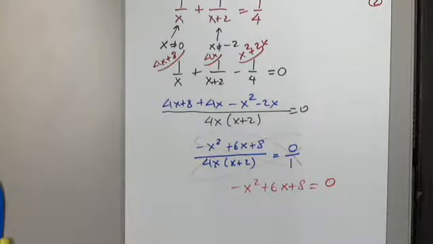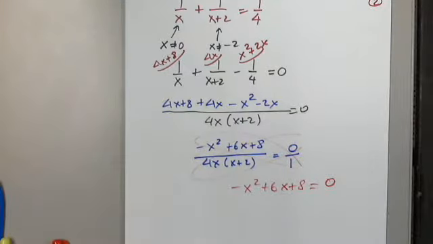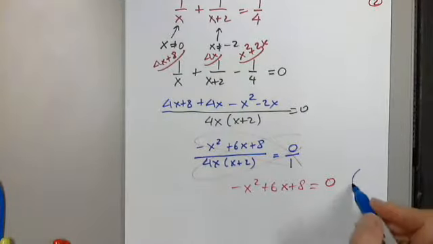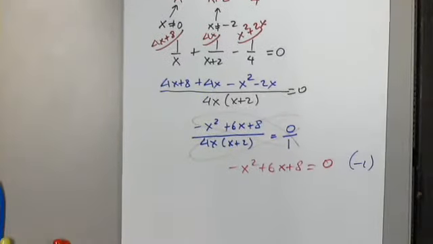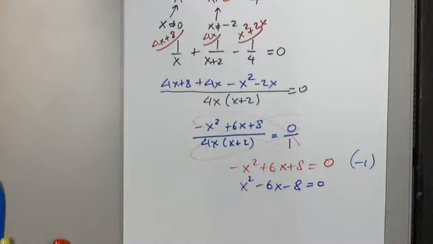Good. But I see it has a negative leading coefficient. I refuse to solve a quadratic equation with a negative leading coefficient. So what should I do? Multiply by negative 1. Very good. Get rid of that. So this is x squared minus 6x minus 8 equals 0.